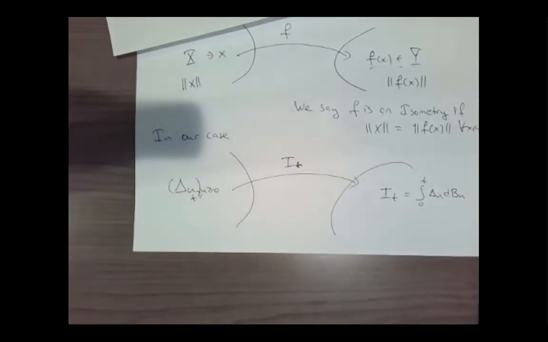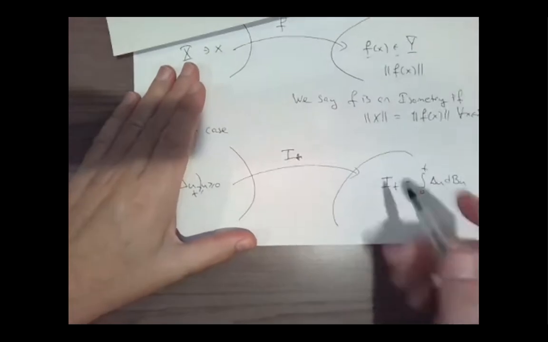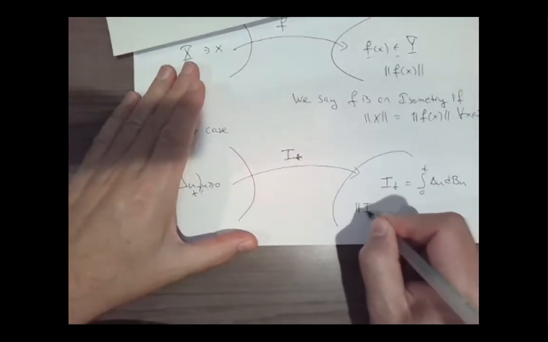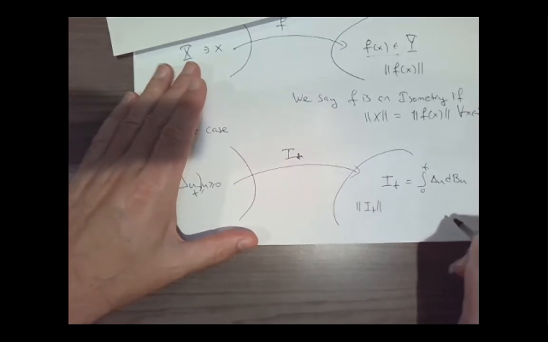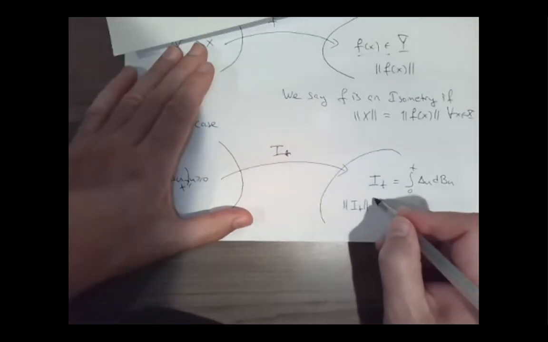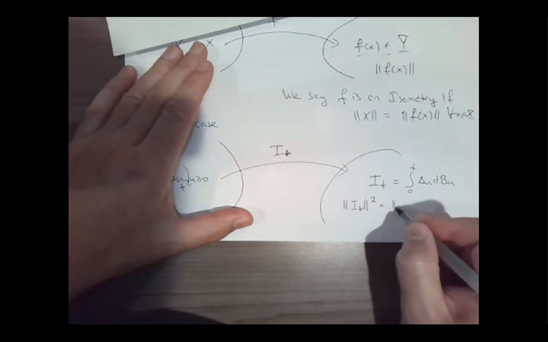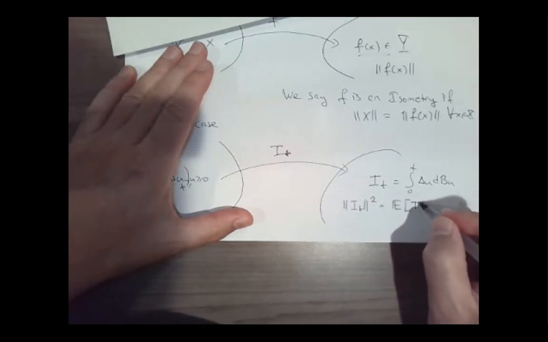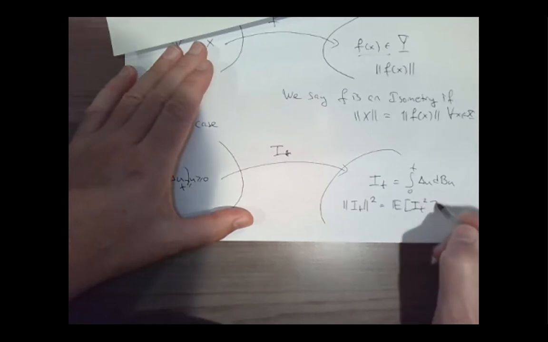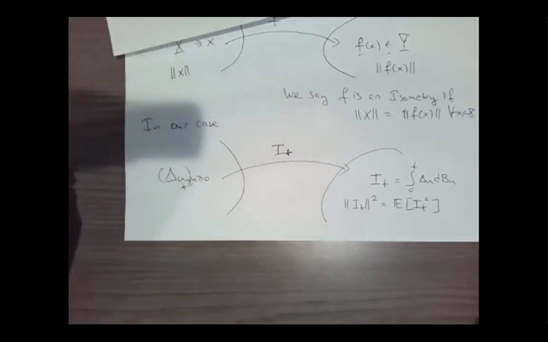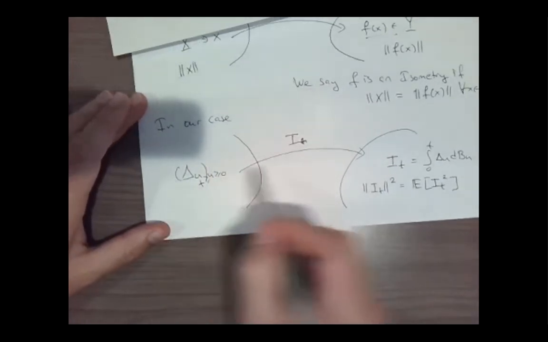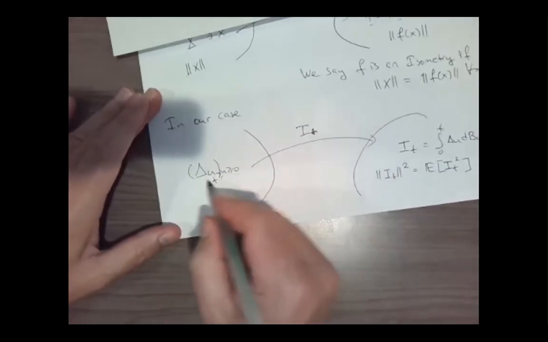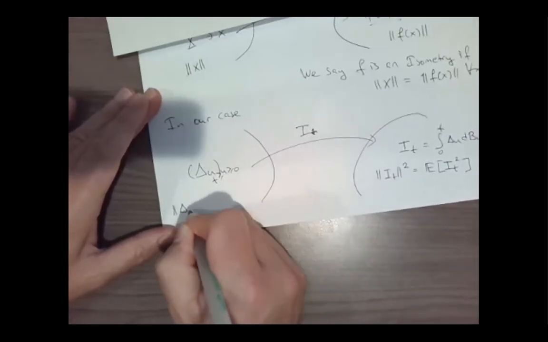So I need a good norm. What kind of a norm should I put on my IT? It's just going to be the L2 norm. So the norm squared is just going to be the expectation of IT squared. And then what kind of a norm should I put on this one over here? Well, the norm I'm going to put over here is the norm of my delta.